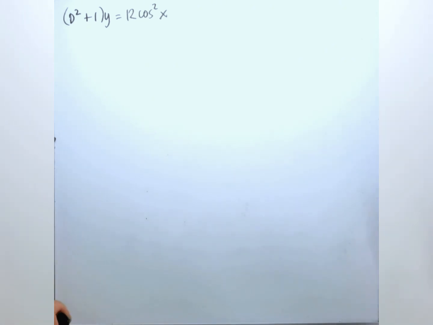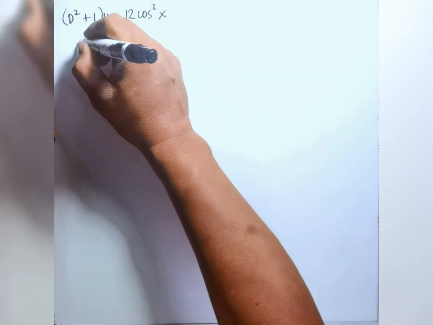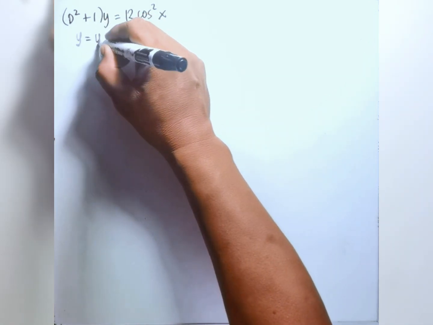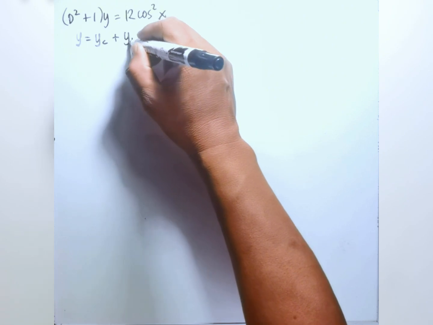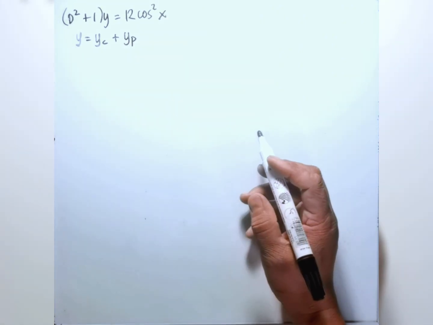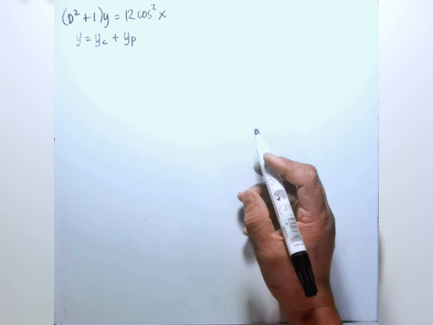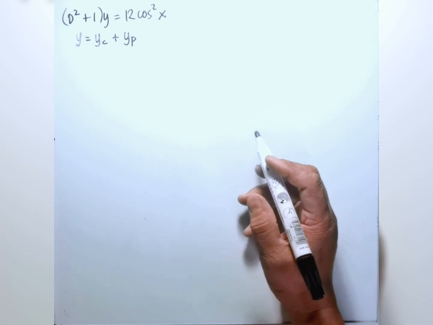Method of undetermined coefficients. So let's solve this non-homogeneous equation with constant coefficients. D squared plus 1 acting on y equals 12 times cosine square of x. So the general solution is y equals y sub c plus y sub p, where y sub c is the complementary solution and y sub p is the particular solution.